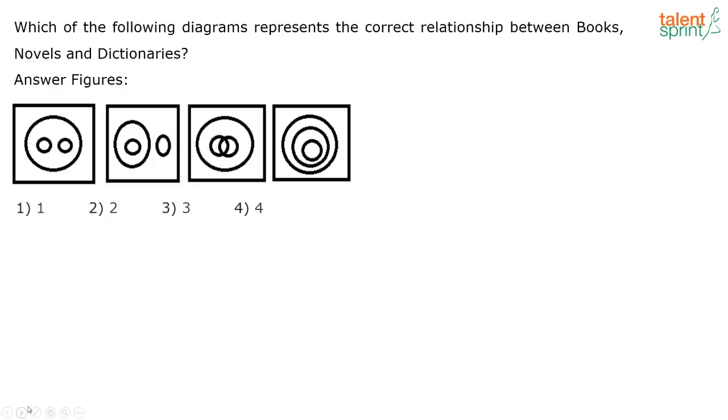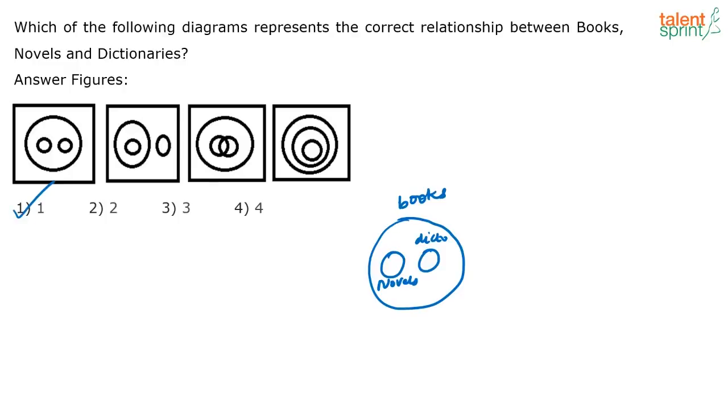Next one. Which of the following diagrams represents the correct relationship between books, novels and dictionaries? So see, books is the bigger set, right? So inside this set, books, dictionaries and novels come, and they are two separate entities, right? So if this is novels, this is going to be dictionaries, and this bigger set is going to be books. So the correct answer here will be option 1. Yeah, because both novels and dictionaries are books. So definitely books has to be the bigger set, the other two have to come inside. Now these are two separate things, right? Novel is a separate thing, dictionary is a separate thing.